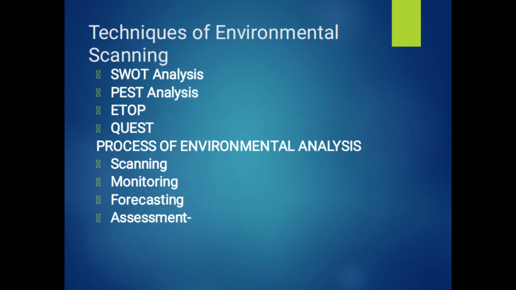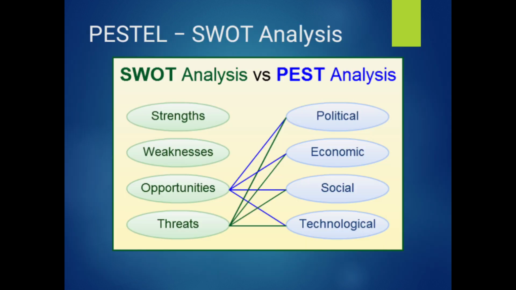Strength is an inherent capacity of an organization which helps it gain a strategic advantage over its competitors. Weakness is an inherent constraint or limitation which creates a strategic disadvantage for a business. Opportunity is a favorable condition in the organization's environment, enabling it to strengthen its position. Threat is an unfavorable condition in the organization's environment causing damage to the organization.